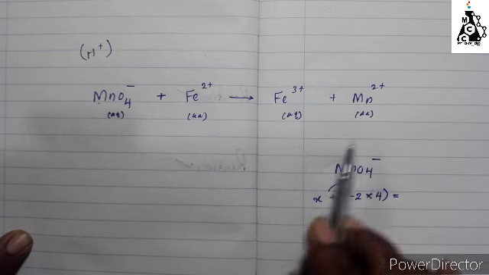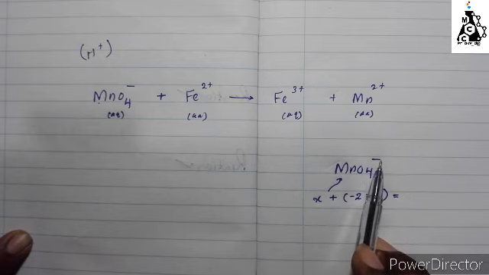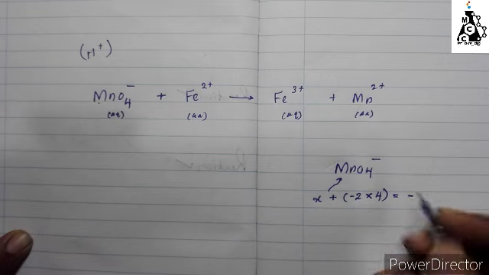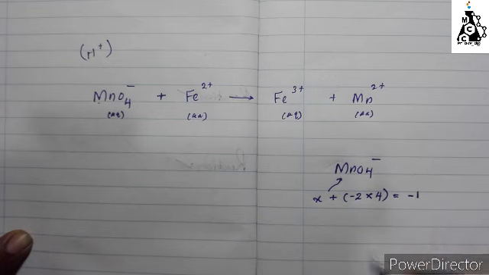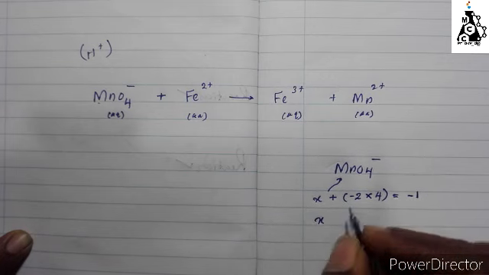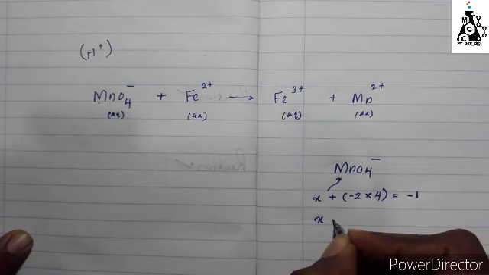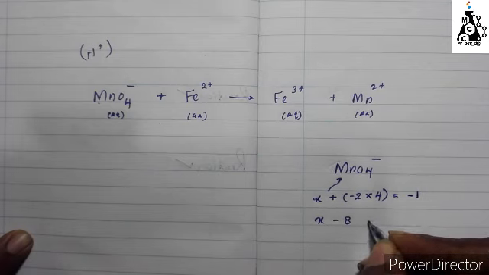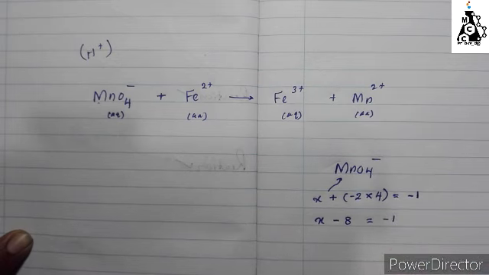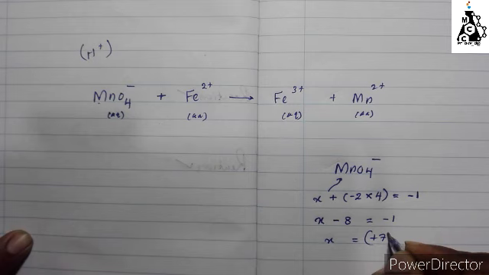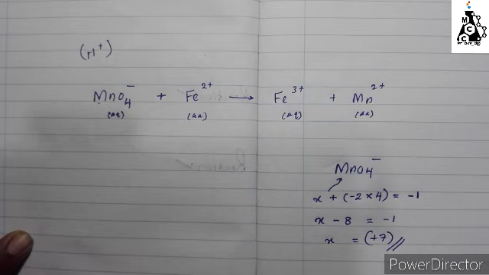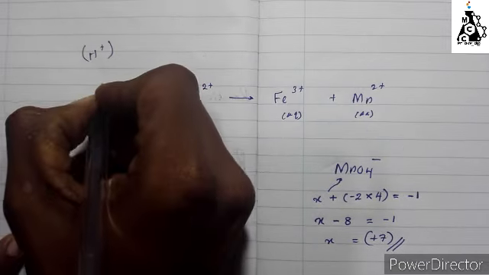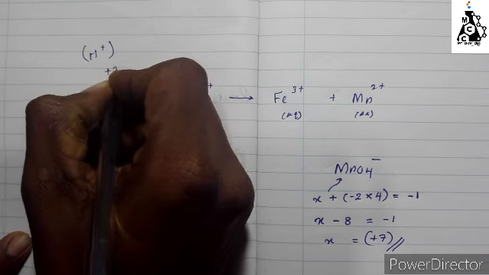What is the charge of this whole ion? The charge of this whole ion is -1. It equals -1. Now X minus 8 equals -1. X equals +7. Right. Now you can figure out the oxidation number of manganese in the permanganate ion is +7. Now you can write down here +7.